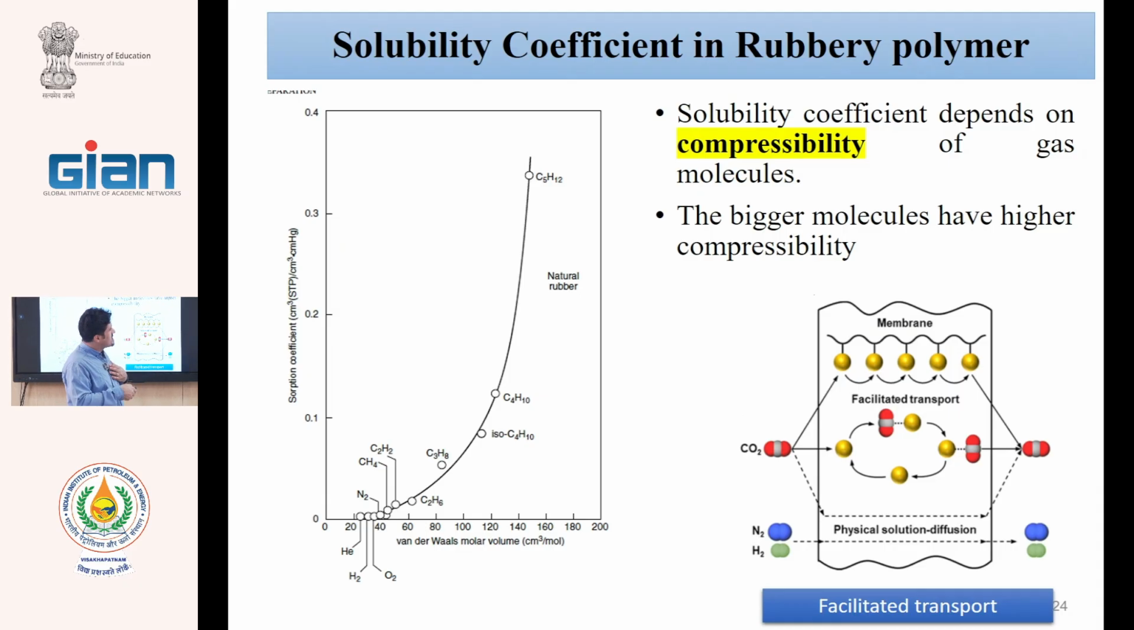Therefore, some papers discuss compressibility and say that this has liquid properties, but methane has gas properties. Therefore, this would easily adsorb, and therefore the solution diffusivity is high. Therefore, we have a reverse behavior.